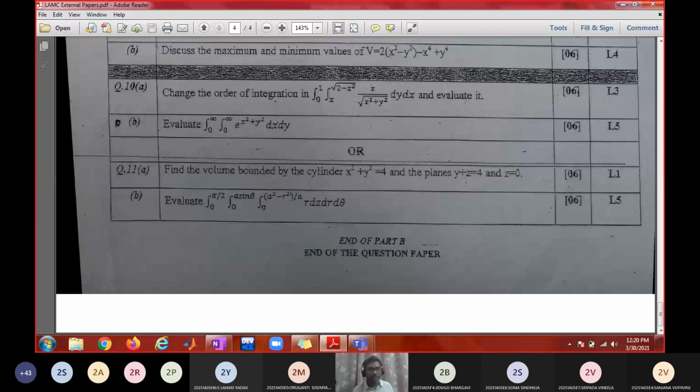Only the last problem you note down, 0 to pi by 2, triple integral. It's cylindrical coordinates. When you are integrating with respect to z, r will be treated as a constant. Simply, integration of r is rz. Substitute the limits in place of z and simplify. It's a simple integration. Do this problem. All the limits are given. No need to draw the region of integration. Simply integrate with respect to each variable by treating the remaining variables as constant and get the answer. 0 to pi by 2, 0 to a sin theta, 0 to (a square minus r square) by a, r dz dr d theta. Is that okay? Noted? Yes. Right.